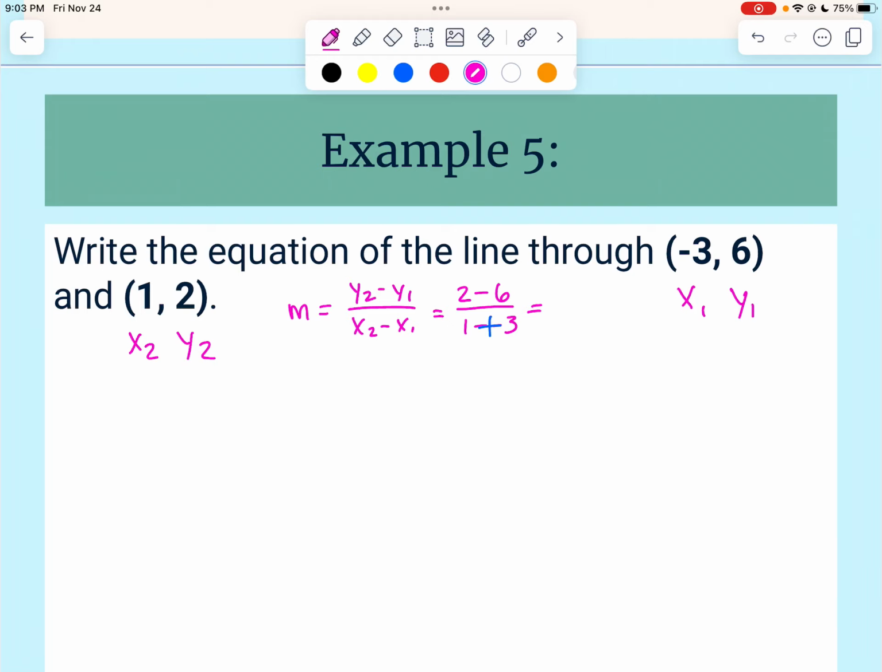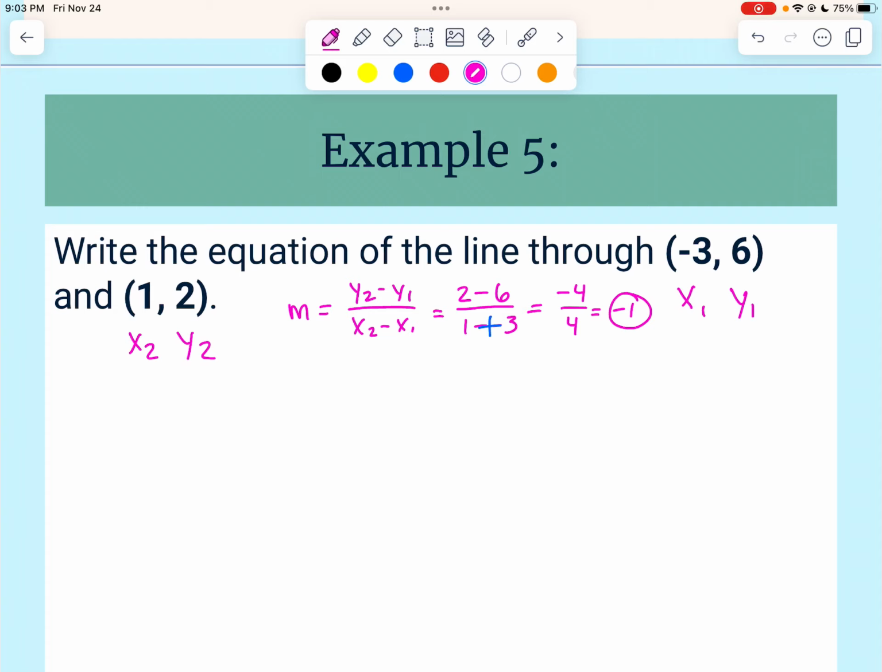So my next step, 2 minus 6 is -4. 1 plus 3 is +4, which reduces to -1 when we divide. Awesome. I know the slope. I know at least 1 point. Actually, I have 2. That's enough to write it in point slope form.